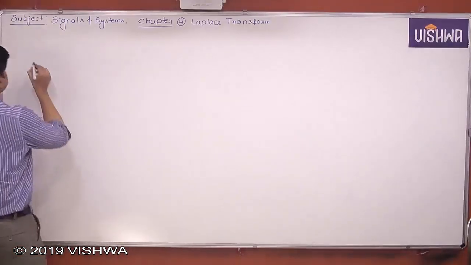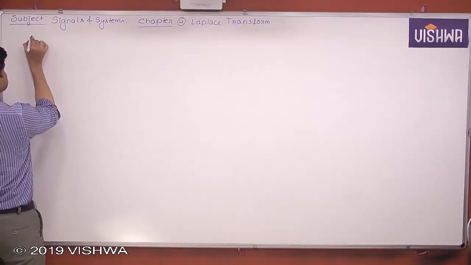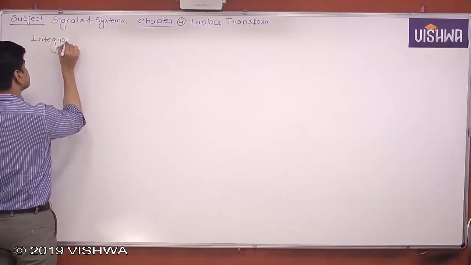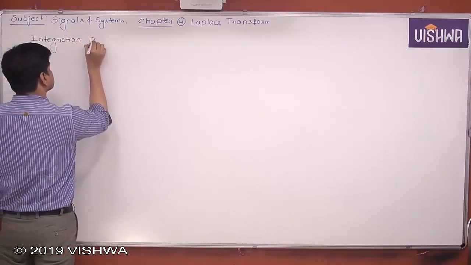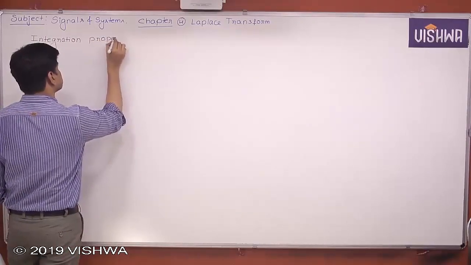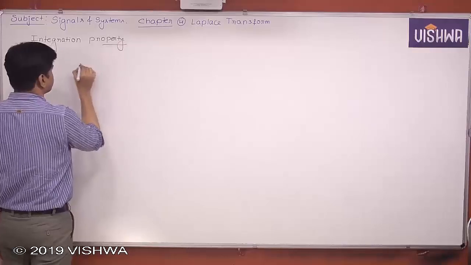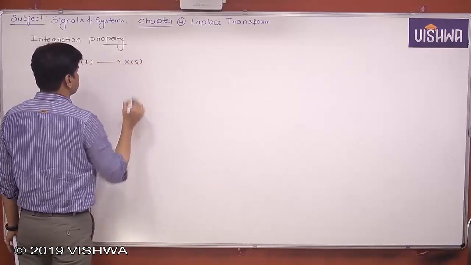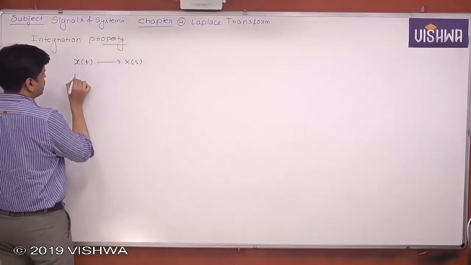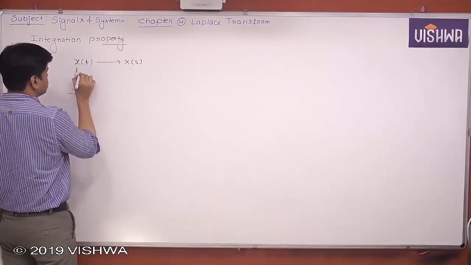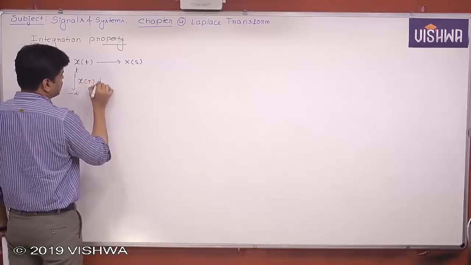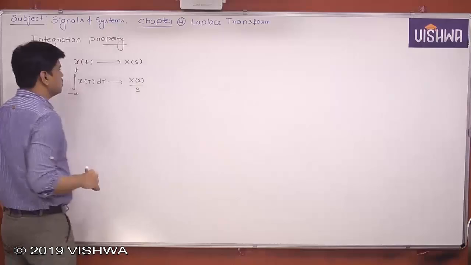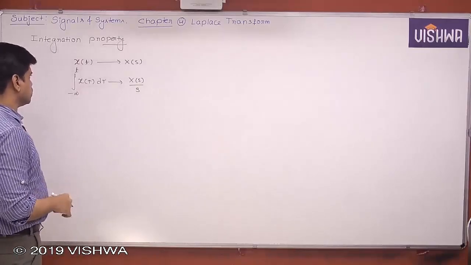One more property, the integration property. If a signal x(t) has Laplace transform X(s), then the integral from minus infinity to t of x(tau) d tau has Laplace transform X(s)/s. So this is what it is. Okay, take it.